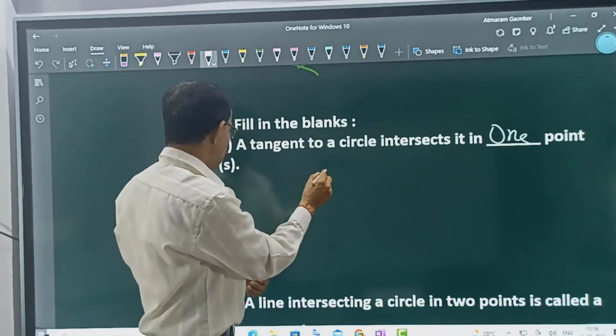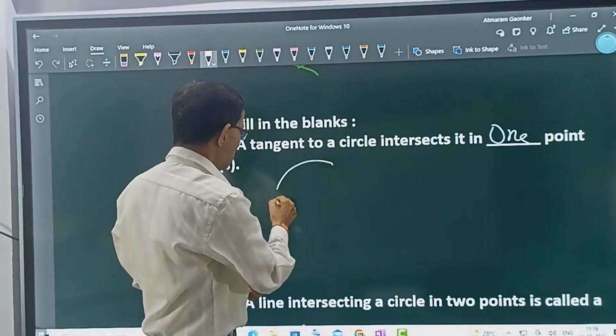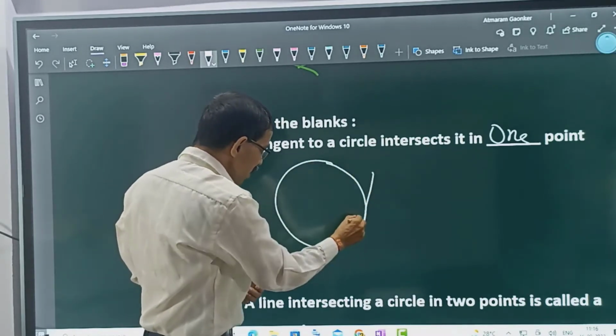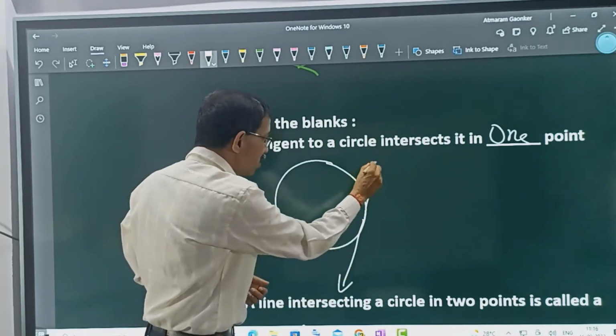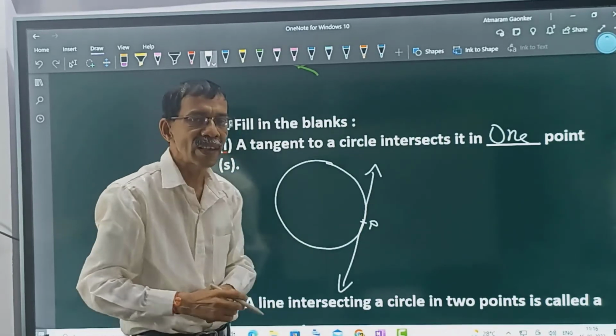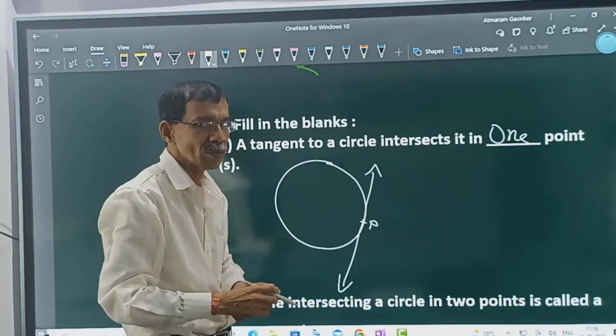So let's see here. A circle is drawn like this. A tangent is a line that is touching a circle at only 1 point. So it intersects a given circle at only 1 point.